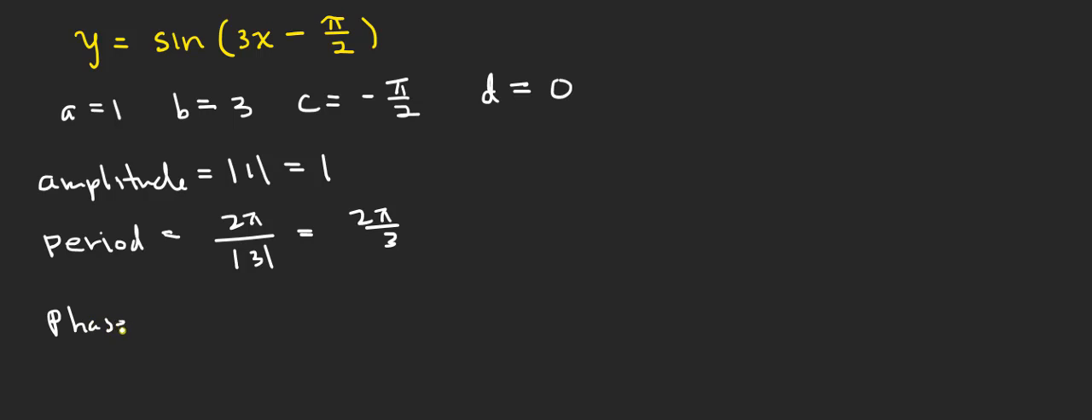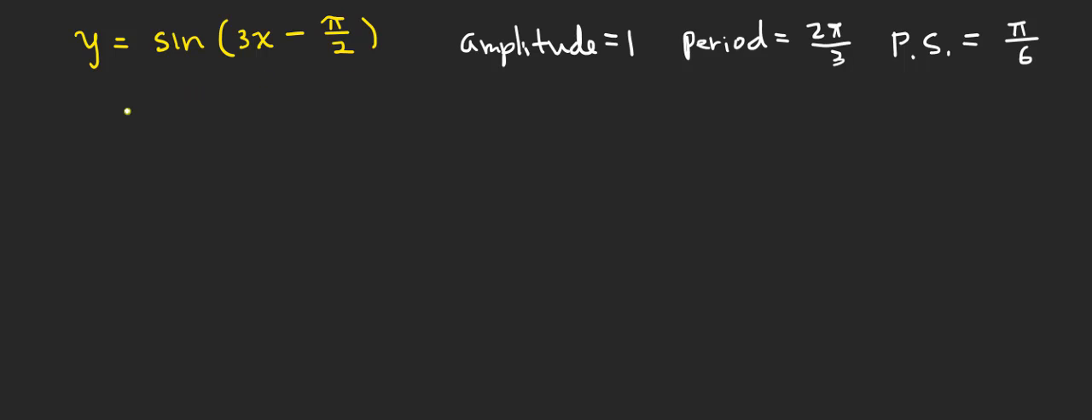What about phase shift? Phase shift is going to be negative C, which is negative negative pi over 2, divided by the absolute value of B. So this is going to be positive pi over 2 divided by 3, which is pi over 6. Now, in order to graph this, you first need to graph y equals sine of 3x, because these two will look very similar, just that this one will have a phase shift. Since the phase shift is positive, compared to this graph, this will move to the right.